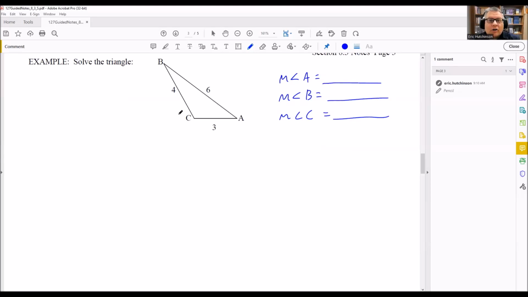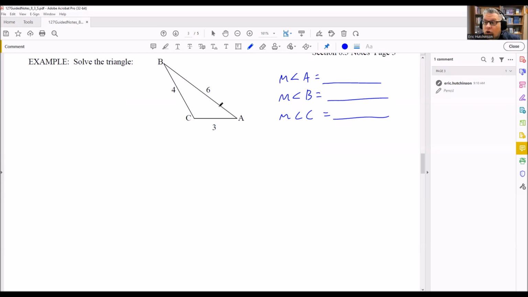We want to solve a triangle in which none of the angles are given. It's a side-side-side triangle. So we want to find the measurement of angle A, angle B, and C. With this kind of problem, we must use only the law of cosines first because there's not enough information to use law of sines. We don't have an angle given that's opposite a given side.